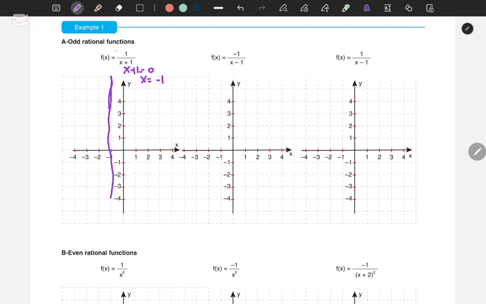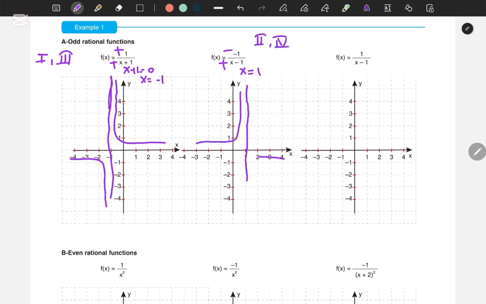Okay. Are the signs up and down positive? Yes. If it's positive, it's the first and third quadrants. First and third quadrants. What makes the denominator 0? 1, isn't it? Draw the line. Are the signs opposite? Yes, the signs are opposite. It means second and fourth. Second and fourth.